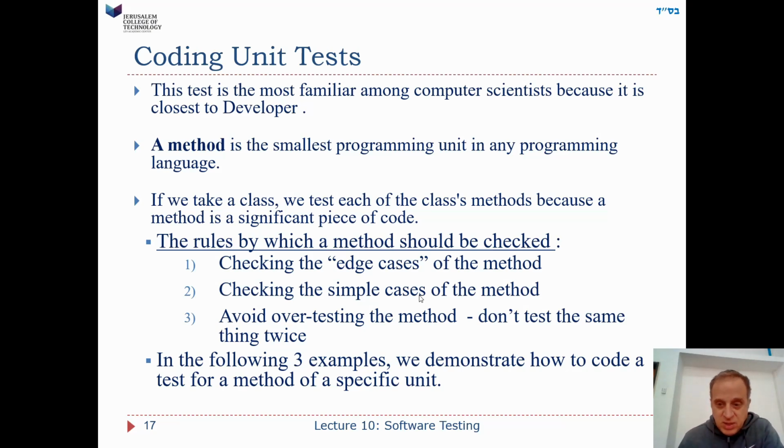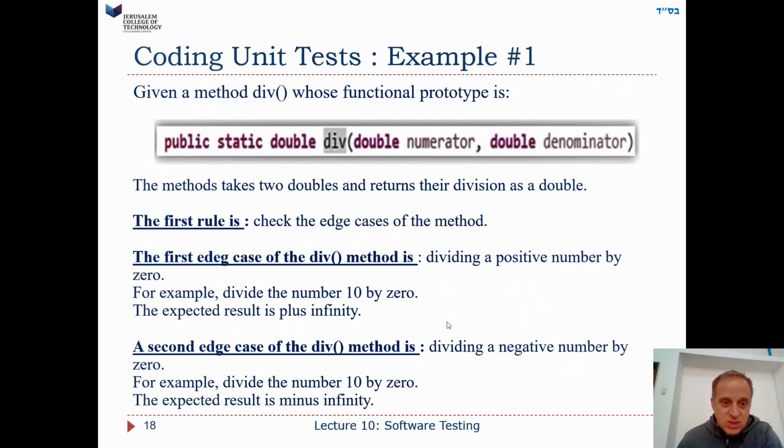Avoid over-testing the method. Don't test the same thing twice. Notice you don't need to. If it does 7 times 5 correctly, you don't have to do 7 times 8. It's probably going to also work, unless that's somehow an edge case. In the following 3 examples, we demonstrate how to code a test for a method of a specific unit. So here's an example. Example 1.